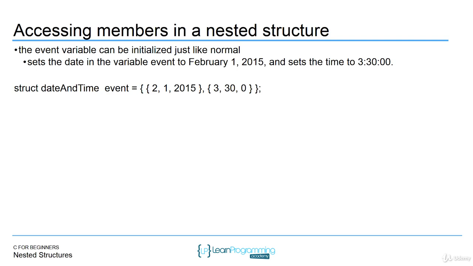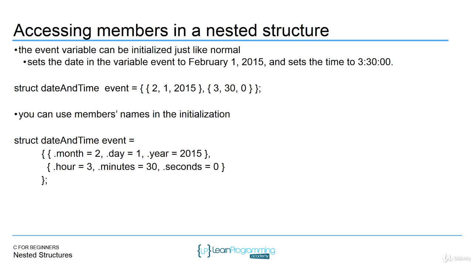So 3 hours, 30 minutes, 0 seconds. You can use the members' names in initialization, just like all of our other initialization rules. This would be beneficial because you wouldn't have to specify the order. And here we just create the event, and then inside the curly braces, we use the dot operator. We say .month = 2, .day = 1, .year = 2015. And that is only going to specify the date initialization.